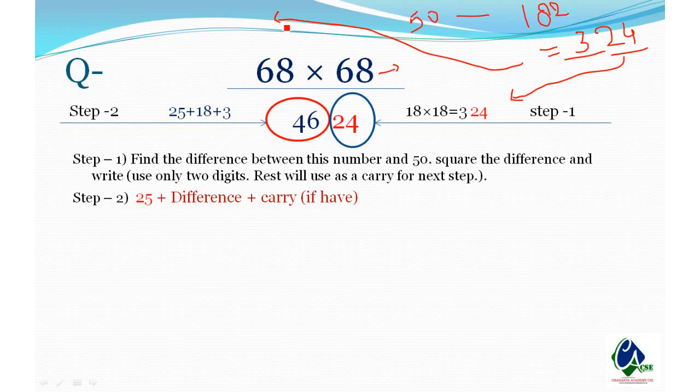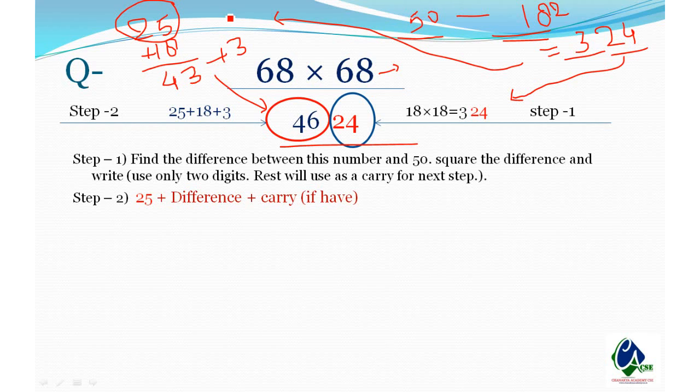Add this difference 18 to 25 and you get 43, and you have a carry 3. Add here, you get 46. This is your square of 68. Friends, here we use 50 and 25.